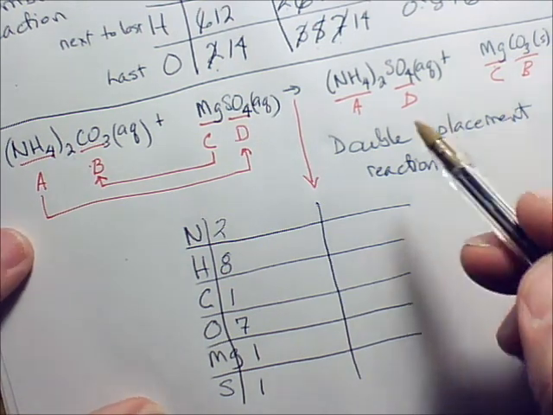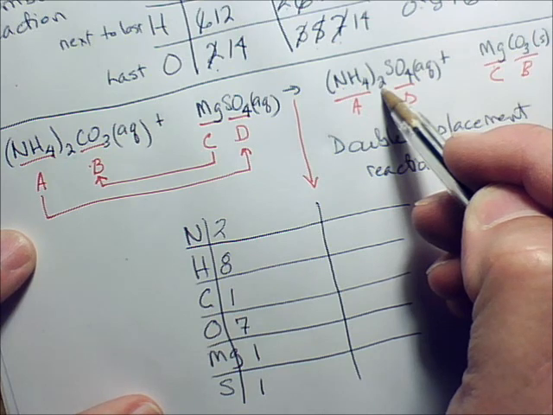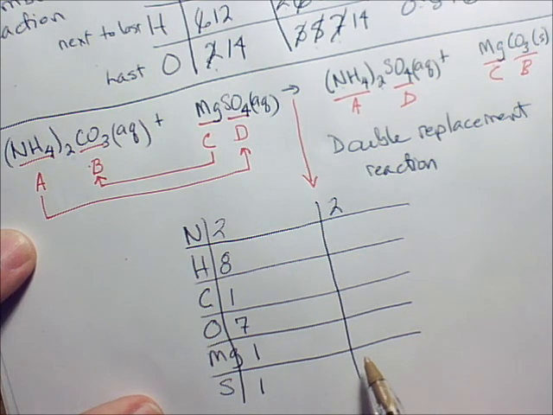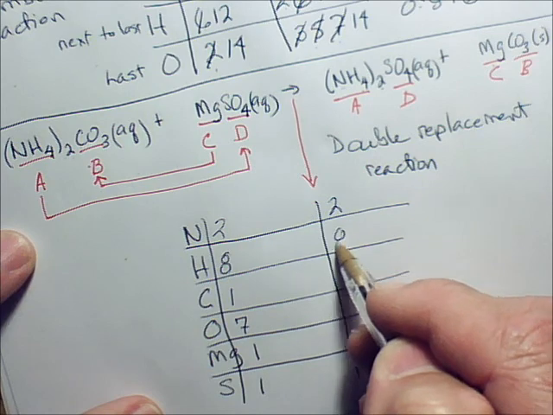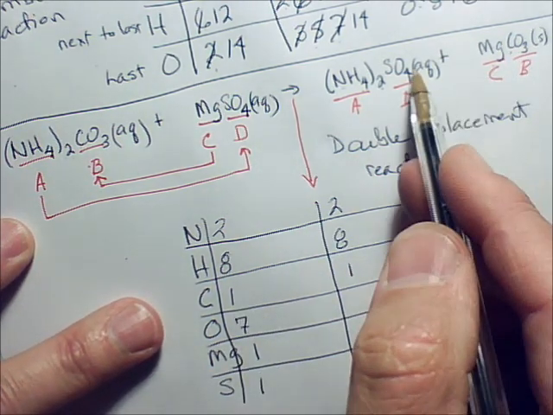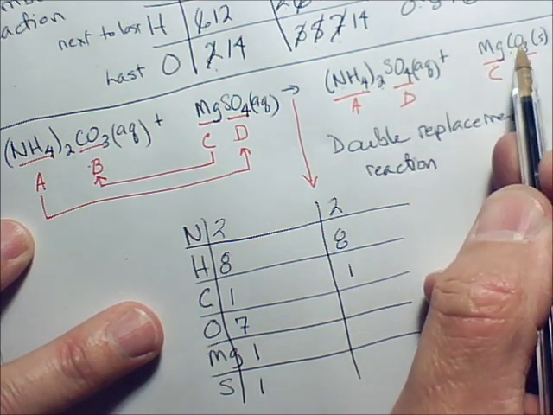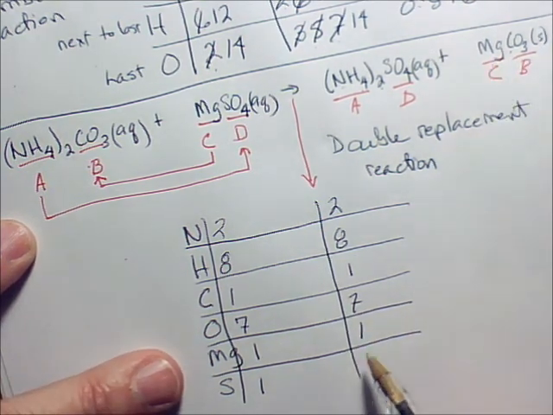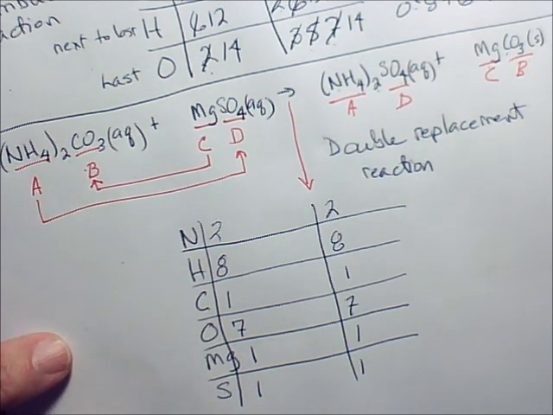Over on the other side, here's that nitrogen with the 2 outside the parentheses, multiplying everything inside. So I've got 1 nitrogen times 2. I have 2 nitrogens. 4 hydrogens here times this 2 is 8 hydrogens. Carbons, I've got 1 carbon. Oxygens, I have 4 plus 4 of them here plus 3 of them here for 7 oxygens. 1 magnesium and 1 sulfur. So this is already balanced.